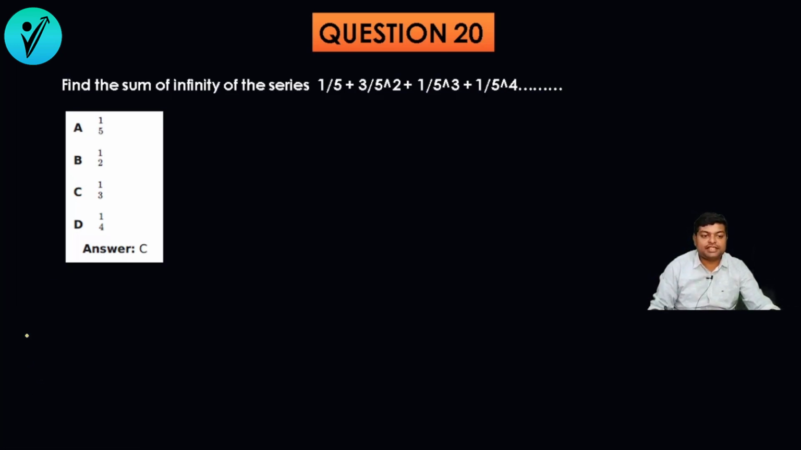So this question is, find the sum of an infinite series. What is the series? The series is like this: 1 upon 5 plus 3 upon 5 square plus 1 upon 5 cube plus 3 upon 5 to the power 4, and it's an infinite series, right? Actually this series is a combination of two infinite series. Means we can split it like this.